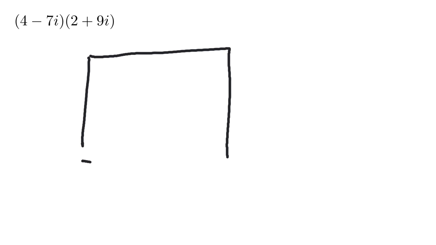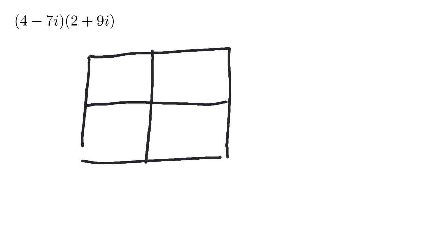Let's draw a box, which represents the product. The first factor has two terms, and the second factor has two terms. Okay, so I set it up like this. So we list out the first factor along the side. Actually, it doesn't matter. We could put it across the top either way. But I'm going to put it on the side. I got 4 minus 7i. And then the second factor, I'm going to list across the top. 2 plus 9i.